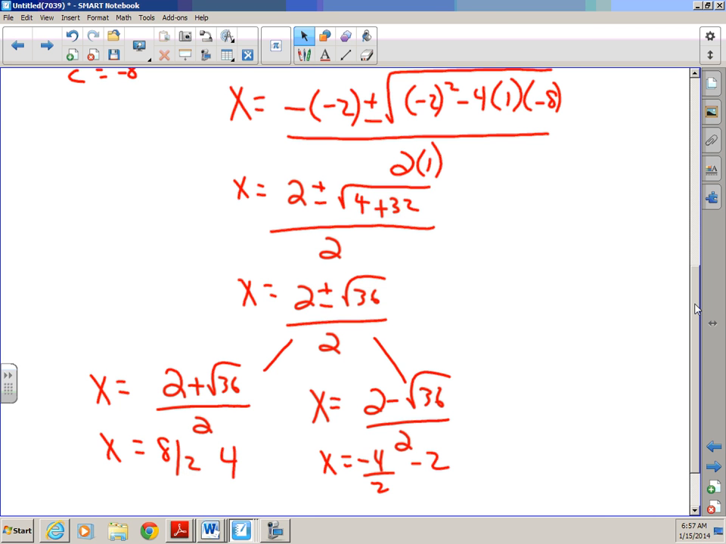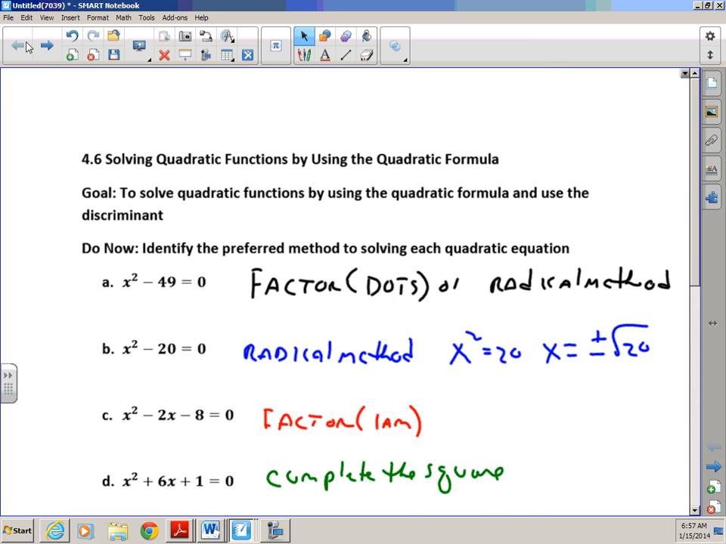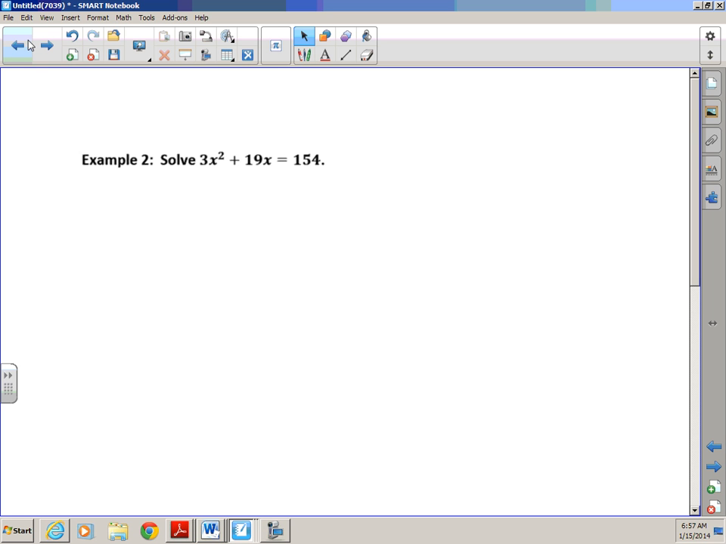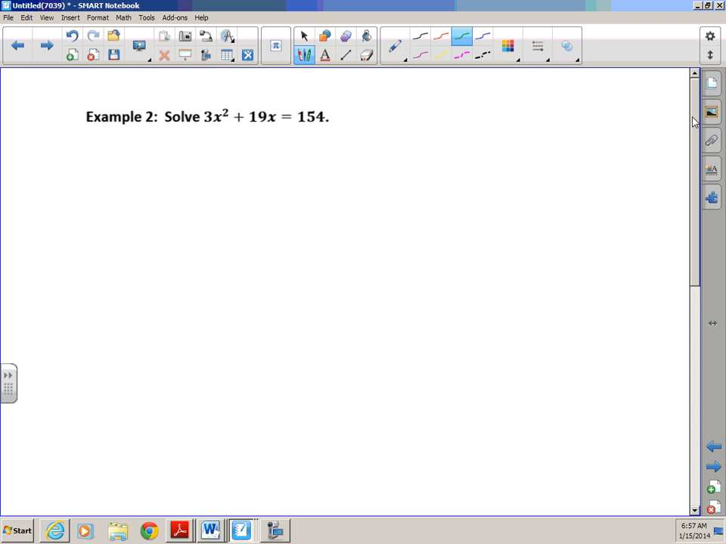Okay? So now let's see how this works when things don't work out so nice and neat. I want to use the quadratic formula to solve 3x squared plus 19x equals 154. Now, first thing is you got to make sure you true this up to equal 0.